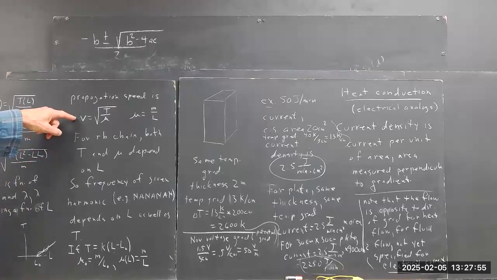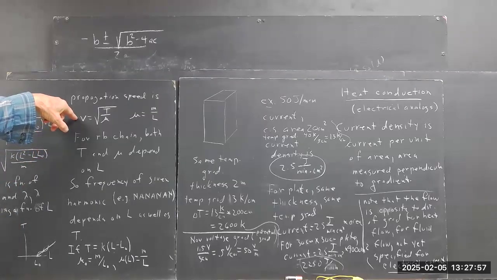A lot of times we use C for the speed of a wave. I'm not even sure I remember what your text uses. Different texts will use different symbols, some will use V, some will use C. Some reserve C for the speed of light and use V or maybe even another symbol.